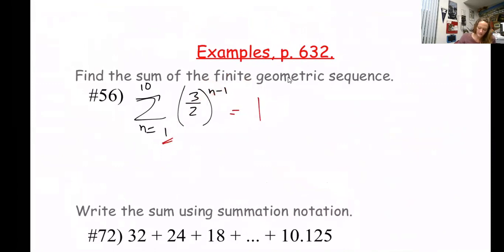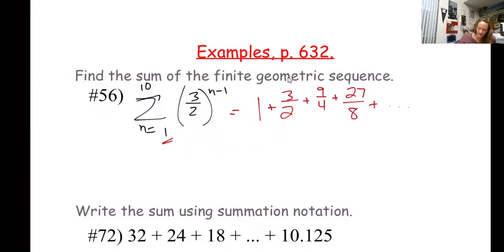But I need to keep going, because that's my first term. As soon as I plug in 2, 2 minus 1 is 1, so I have 3/2. If I plug in 3, 3 minus 1 is 2, and 3/2 squared is 9/4. Now you start to see the pattern that I'm just multiplying by 3/2 again and again. They want me to find the sum.